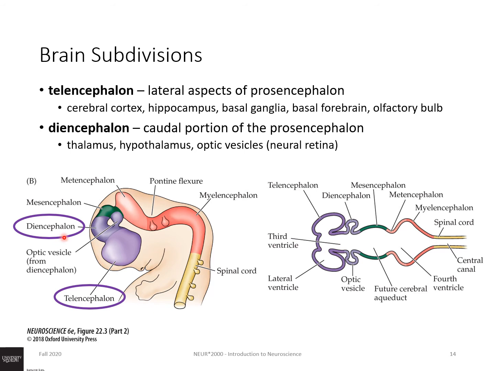Then the diencephalon here, which is the caudal portion of the prosencephalon. So now the prosencephalon has grown into two distinct substructures. So this diencephalon eventually forms the thalamus, the hypothalamus, and the optic vesicles, including the neural retina.